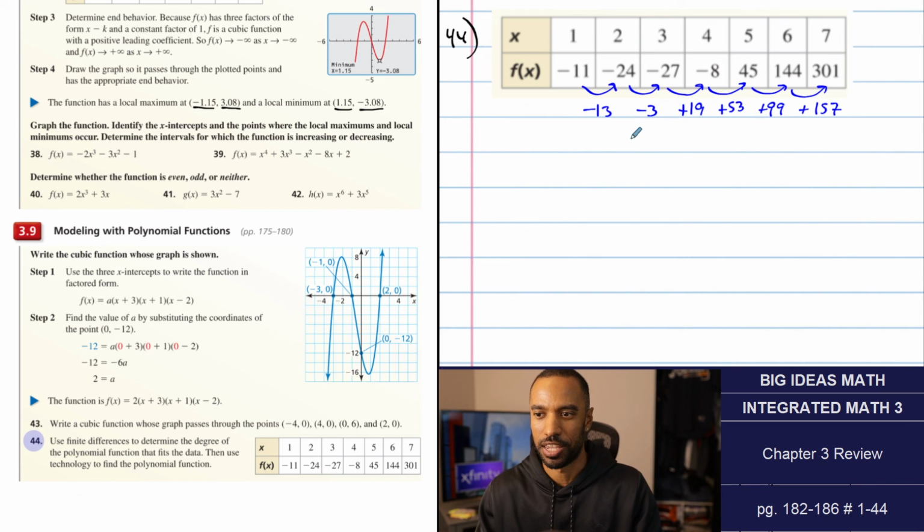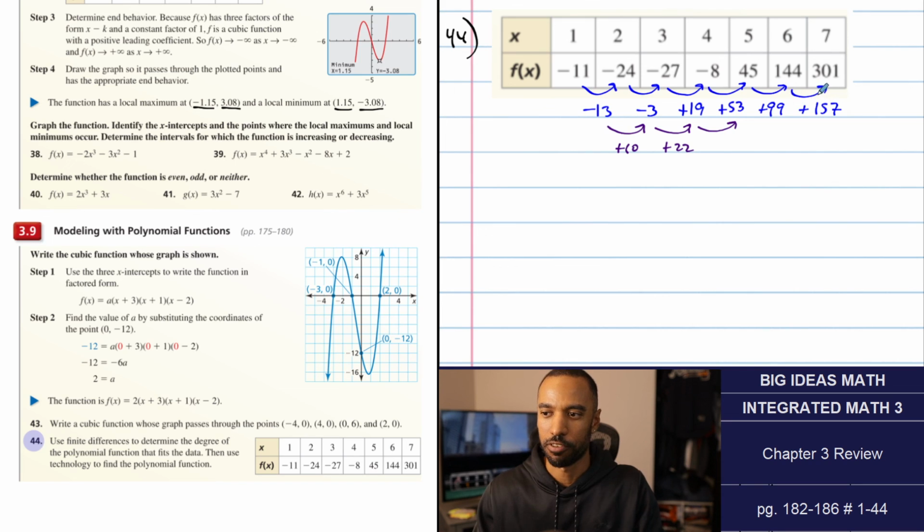Okay, hopefully I didn't make a mistake yet, because it can happen. Oh boy, it can definitely happen. Plus 10 here, plus 22 here. So by the way, first differences are not constant. It's not linear. Second differences are already not constant, barring a mistake. They're still not constant, not quadratic.